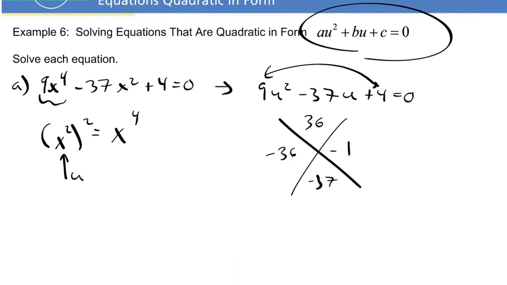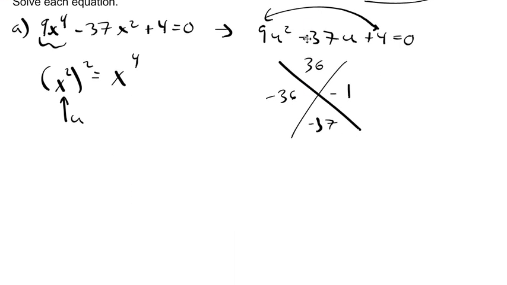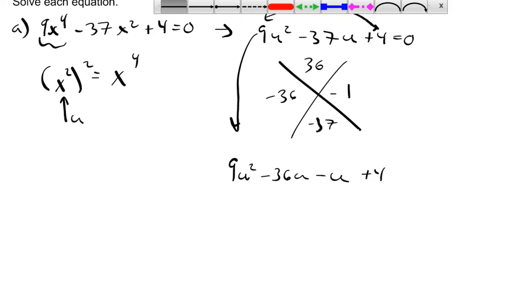All right, so now let's complete this by factoring. Remember, the way that we do this is we rewrite it. You write 9u squared, but instead of writing negative 37u, we're going to write that as negative 36u minus 1u. So minus 36u minus u. That's the purpose of getting those two numbers, so that we can replace negative 37u. And then you drop down your plus 4. Now we factor by grouping.